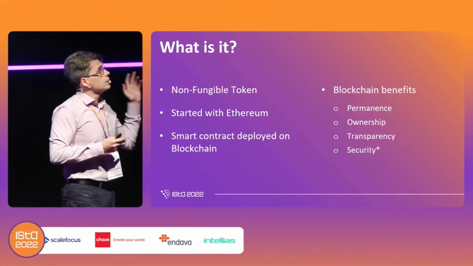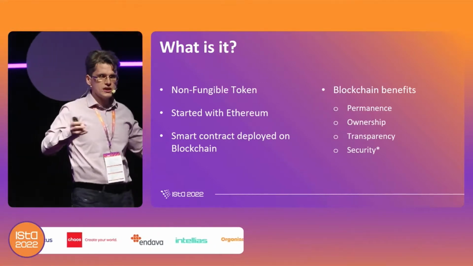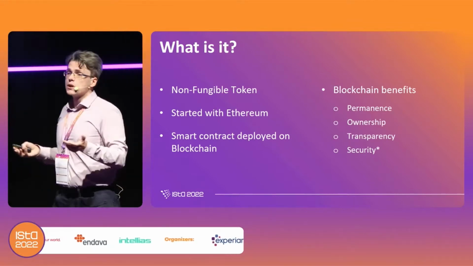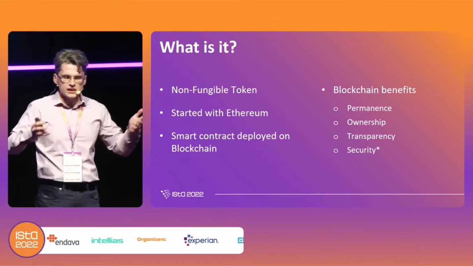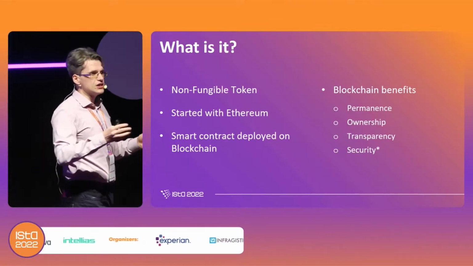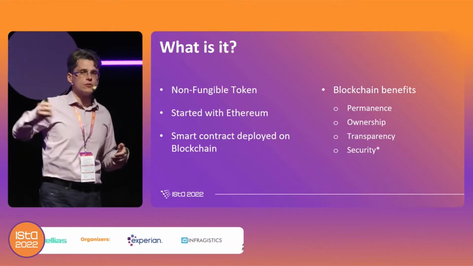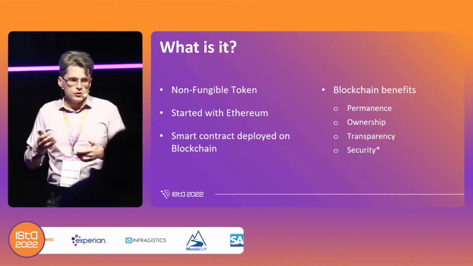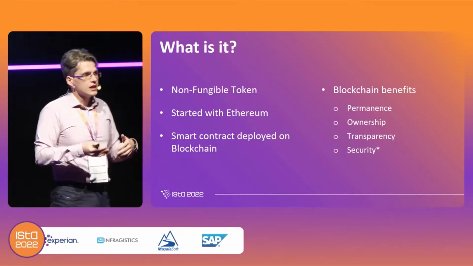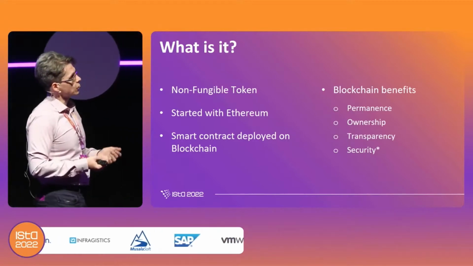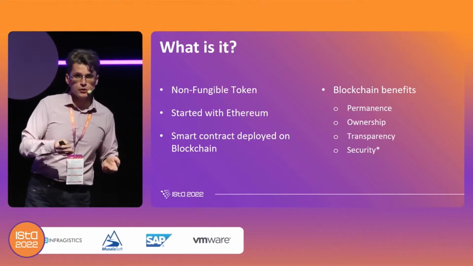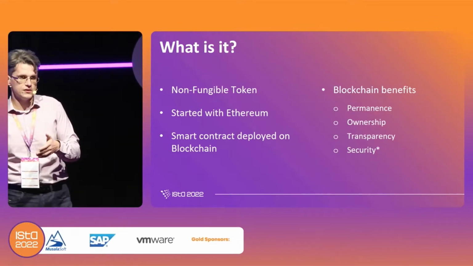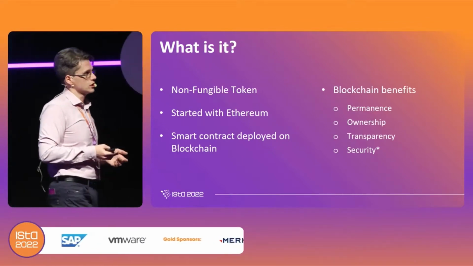Then we have the blockchain benefits. Since it's on blockchain, it benefits from some of the blockchain's characteristics. So you have permanence. This is a resilient distributed network. The NFT will not disappear if one node goes down, which is nice. Then you have ownership. You own your crypto resources, and this is nice, so you own your NFTs as well. There is transparency. You will see in the demonstration that everyone can go to the blockchain and see the NFTs there and track the transactions associated with them.